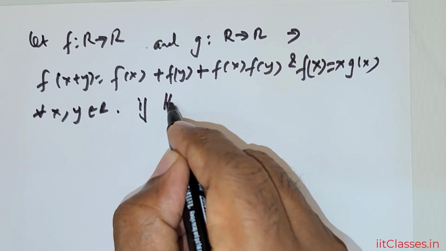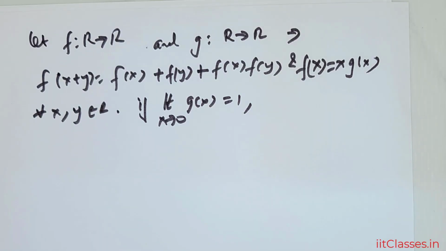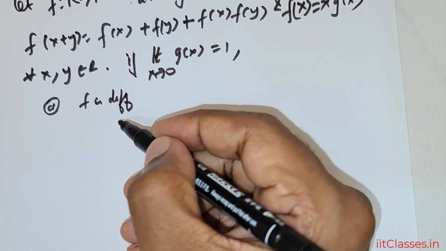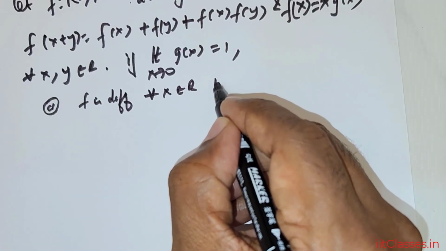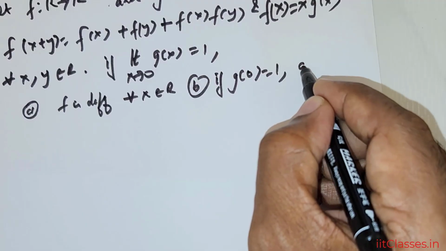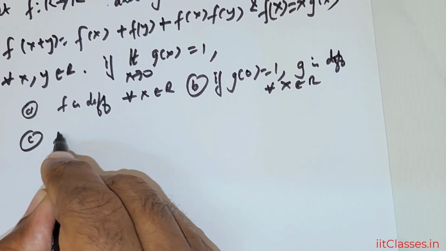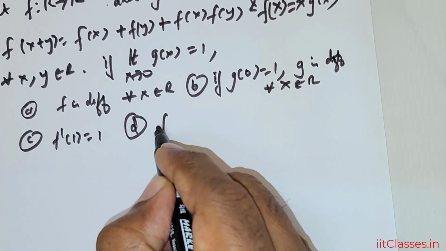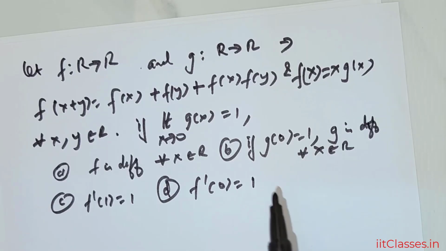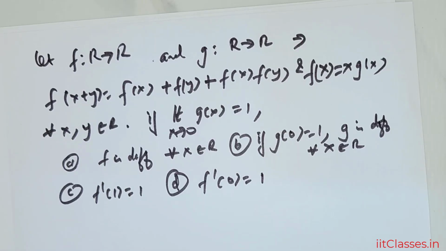Now, if the limit as x tends to 0 of g(x) is equal to 1, then we are expected to make the choice which of the following is true. Choice A, f is differentiable for every x element of R. Choice B, if g(0) is equal to 1, then g is differentiable for every x element of R. Choice C, f'(1) is equal to 1, and choice D, f'(0) is equal to 1. Now, as I mentioned to you, either one can be true or more than one can be true. So you need to exhaust all of these options to ensure that you're getting the score.